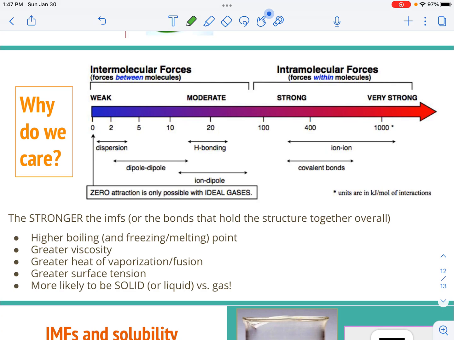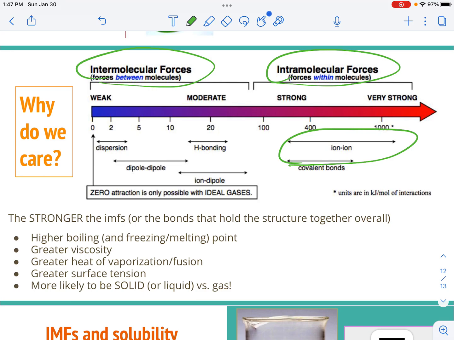So in summary, why do we care? What I want you to look at is that our intermolecular forces are always weaker than our intramolecular forces, which are within molecules. And the covalent bonds are very, very strong, and they are most often as strong, if not stronger, than ion to ion. Notice that they're very similar, and you want to keep that in mind. It depends on the three-dimensional nature of it as to what's happening around that. So network covalent definitely is comparable to ion to ion.